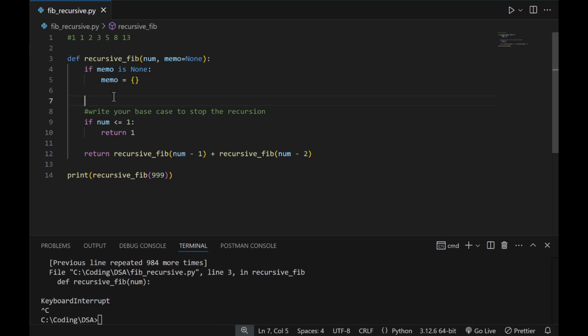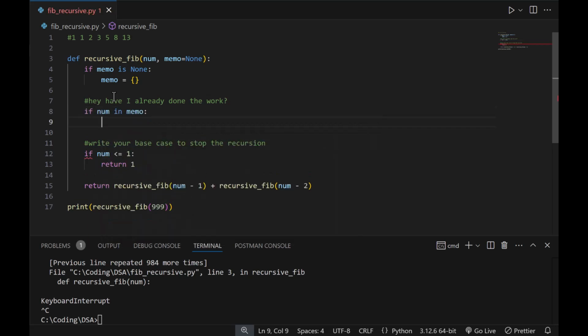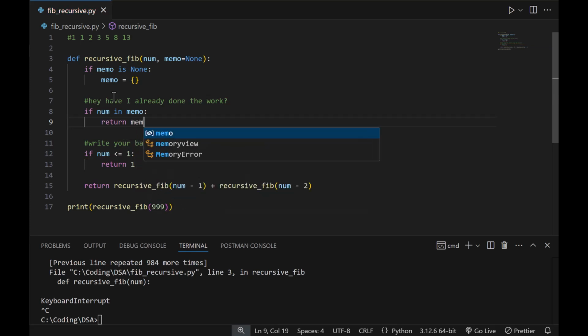All right, so first we need to check, have I already done the work? Because if I have, I don't want to run any extra code. Just go look at the clipboard and tell me if the work's already done. So if num in memo, so if I already did the work, return memo of num.